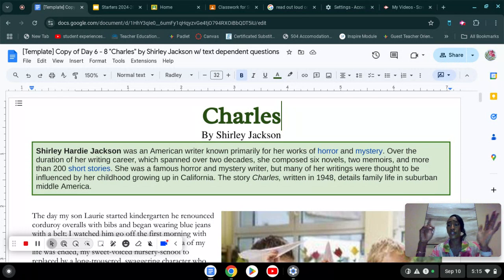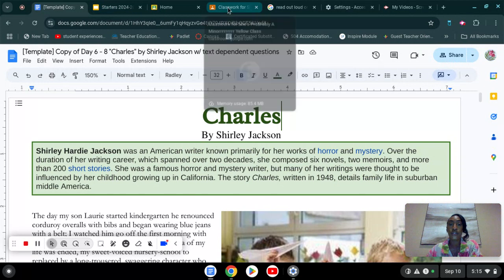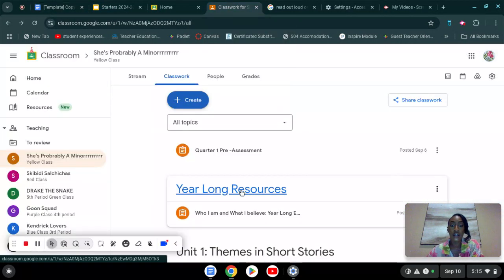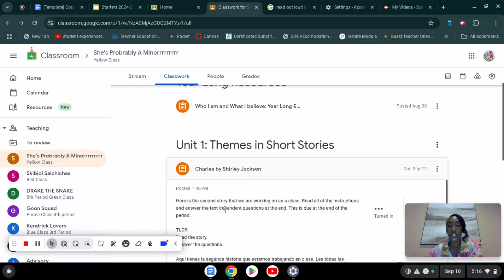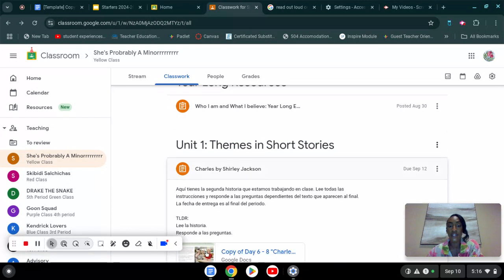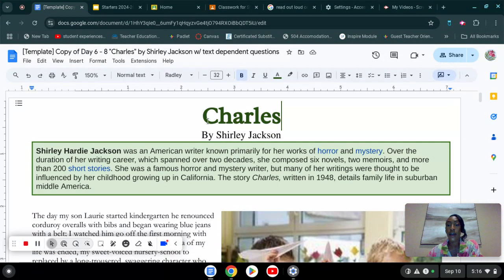So you're going to need your computer, or if you have the actual printout, that would be great. But if you just have your computer, you're going to go ahead and go to Google Classroom. You're going to click under Unit 1, Theme and Stories, and it's going to be the Charles by Shirley Jackson. So once you click it, I have the actual copy of the story here. All right, so I'll give you some time. Go ahead and pause this video so you can get there, and then we can get started.